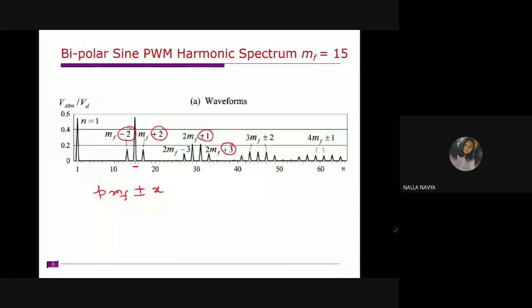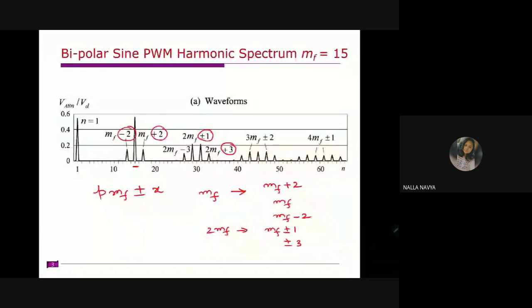So that means the harmonics you are getting are at MF, MF plus 2 and MF minus 2. Right. In case of 2MF, it will be MF plus or minus 1 and plus or minus 3. So 2MF.